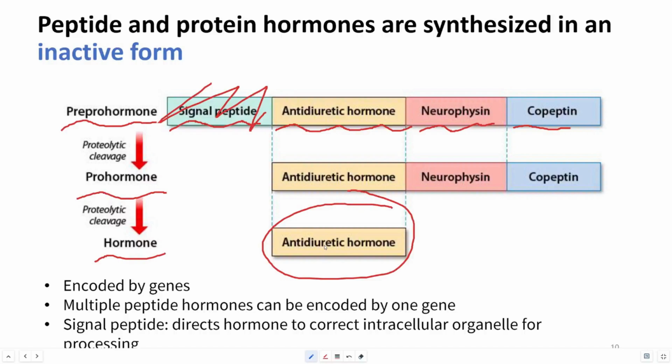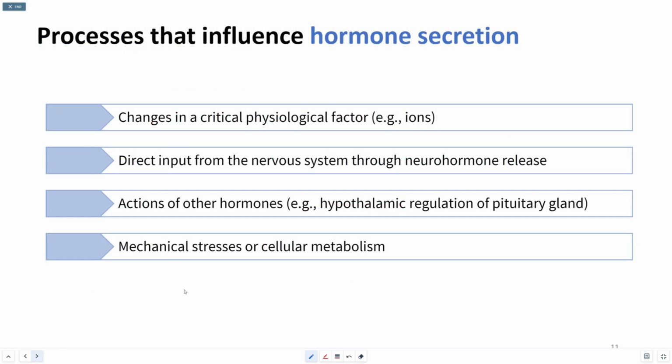Most of these hormones are encoded by genes that are close to other genes that code for other hormones. So a signal peptide is very critical for directing the hormone to the correct intracellular organelle for processing and creation. Here are the processes that influence hormone secretion.